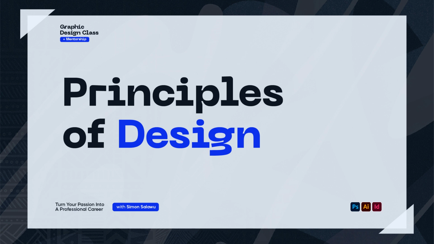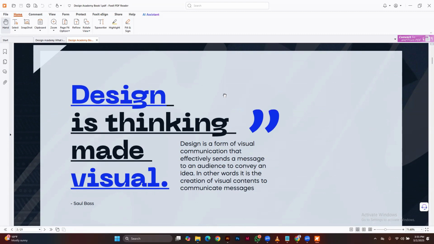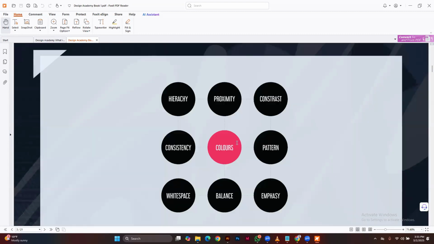Okay, I was saying that this is design. We are looking at the principles of design, and then I talked about the quote by Baz. He said that design is thinking made visual. Design requires thinking, and from that thinking process, we want to bring it to life. Sometimes there might be something we are thinking of. That's what design is about, thinking. And I went on to show us the principles of design. We have contrast, we have consistency, we have colors, we have pattern, we have white space, we have balance, and we have emphasis.